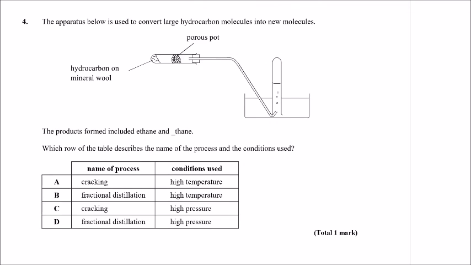Okay, we can see a diagram here that you would have seen in a lab, porous pot or ceramic pot, as we often call it in the lab. And we've got a hydrocarbon on mineral wool, and essentially underneath here there would be a lovely Bunsen burner, providing heat. Anyway, naming the process, this should be cracking, so we can rule out those 2. And then conditions used, as I've just drawn there, high temperature. So the answer should be A.